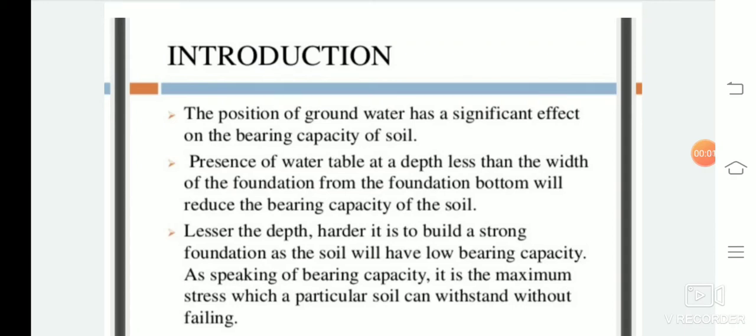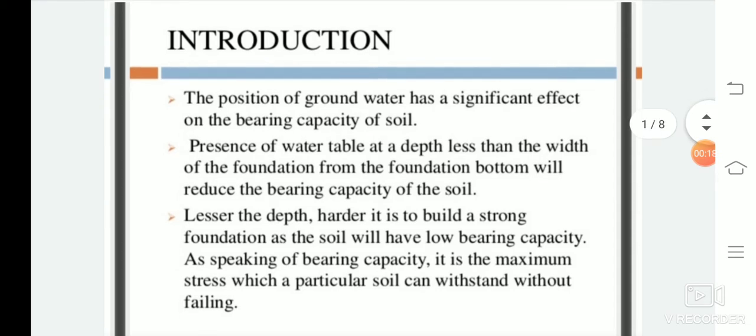Hello everyone. Today we are going to discuss the significance of water table on bearing capacity. As we have noticed in the previous lecture, bearing capacity is a function of various properties of soil as well as the foundation. Amongst that, water table plays a vital role in determining the value of the bearing capacity.